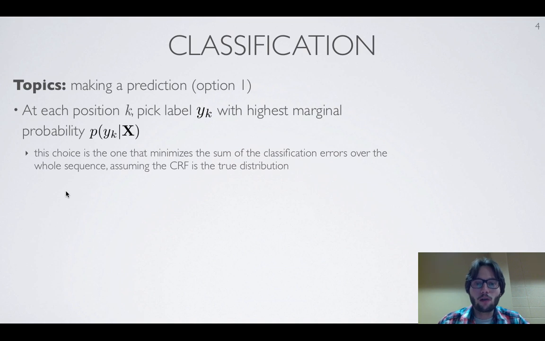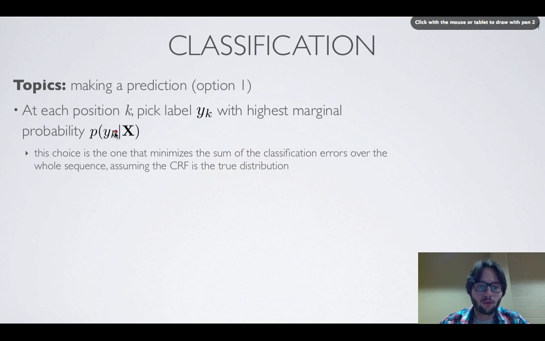Now here we'll see how we can actually perform classification. If I give you a sequence of inputs, and I ask you to provide a sequence of labels that you think is a good prediction for the actual true sequence of labels that a human or an expert would have predicted, there are two options here. We'll see two different procedures for performing that prediction. The first is perhaps the simplest.